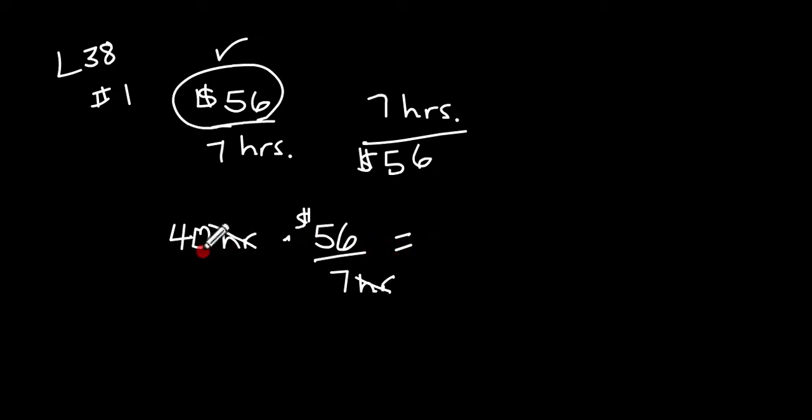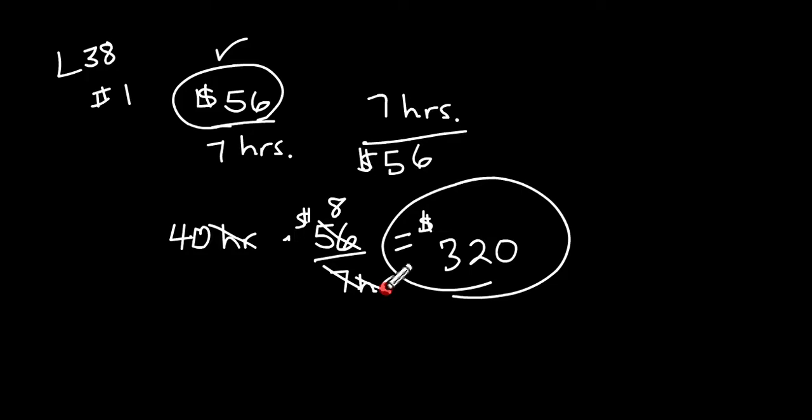We're going to have to do a multiplication problem and then divide by 7. So we're going to take 40 times 56 divided by 7, and it's going to be $320. This would go in 8 times, so it would be a lot easier. Okay, so $320 is what she's going to be paid.